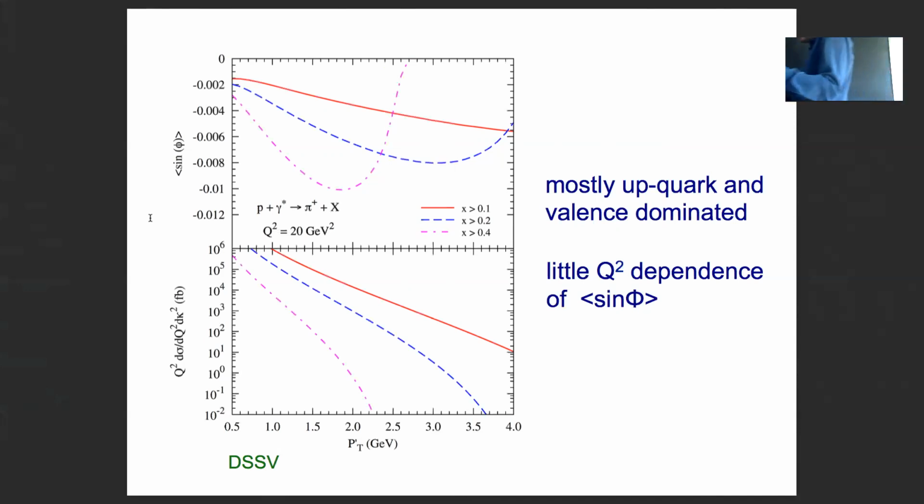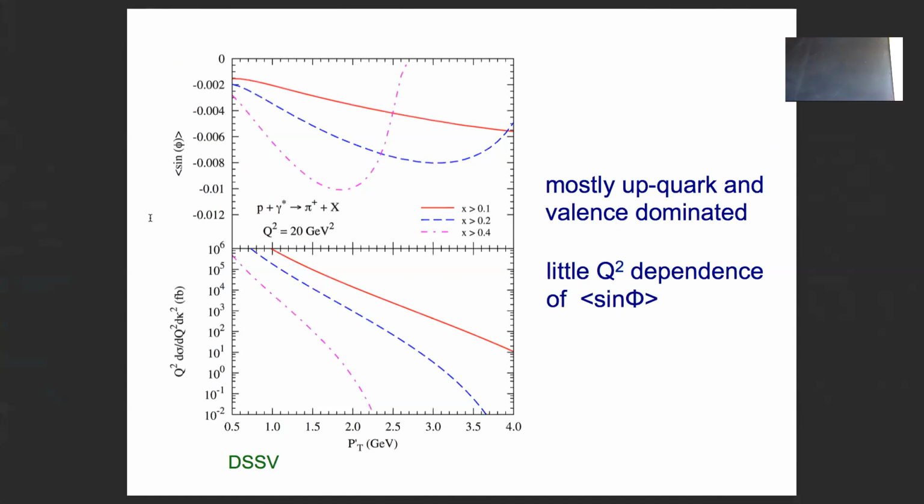So it's not really the process you would use in order to pin down helicity parton distributions. I think that's not really the point. You would have much better probes available. It's really there to see the process and to see the T-odd effect in QCD in this way. Turns out the asymmetries are relatively little Q-squared dependent overall.